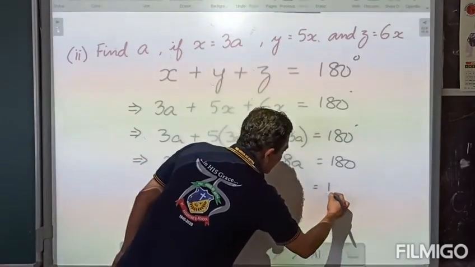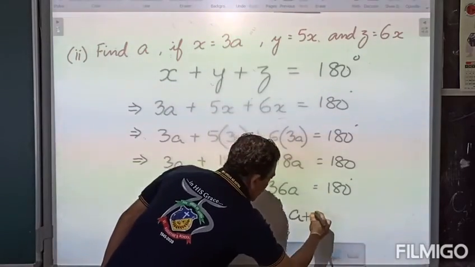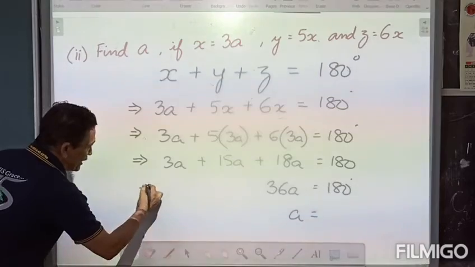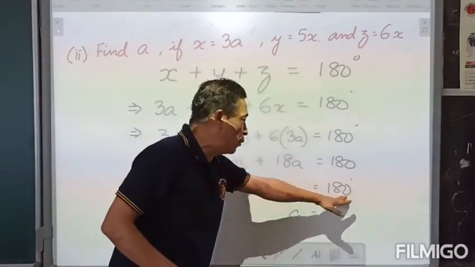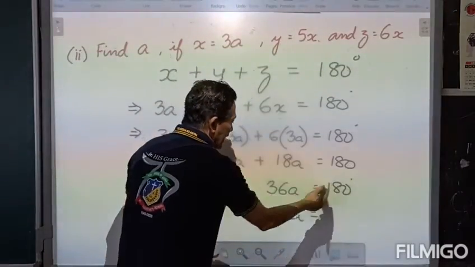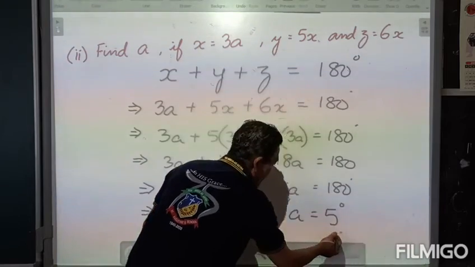So this is 3 plus 15 plus 18, that will give me 36a equal to 180 degrees. When I take 36 from the left hand side to the right hand side, it will divide, becoming 180 divided by 36. So a will be equal to 5 degrees.